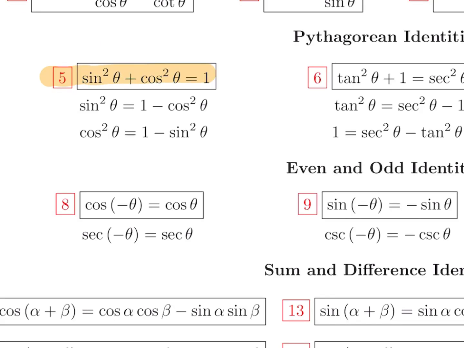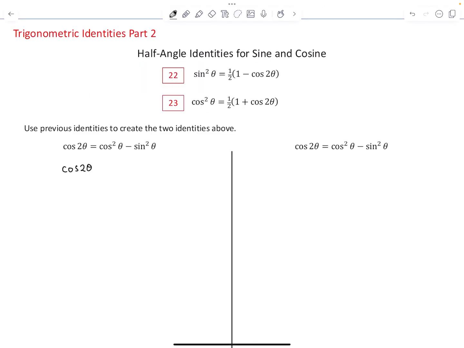Here's the Pythagorean identity, and one version of it is that the cosine squared is equal to 1 minus the sine squared. So that gives us cosine of 2 theta is equal to, and replace cosine squared with 1 minus sine squared, and then of course we have another minus sine squared. This gives me cosine 2 theta is equal to 1 minus 2 sine squared of theta, and now I will solve this equation for sine squared.